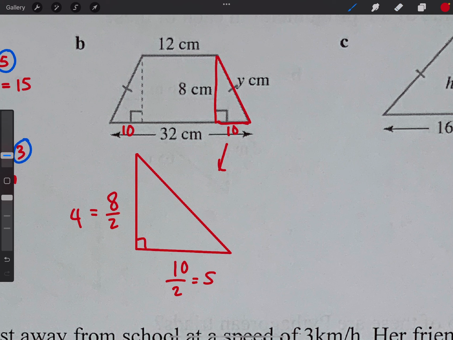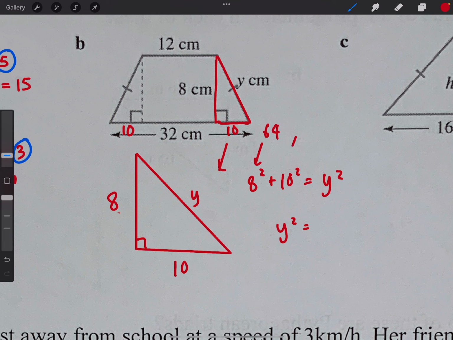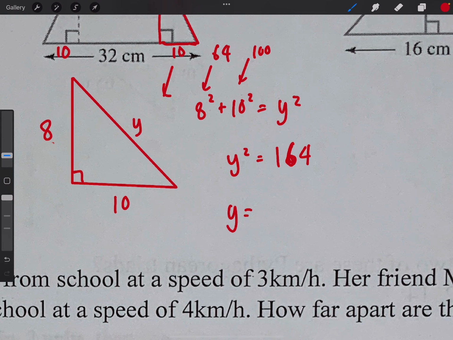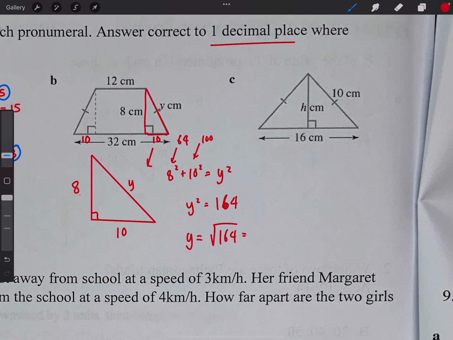I can say that 8 squared plus 10 squared is equal to y squared. So y squared is equal to 64 plus 100, which is 164. Therefore y is equal to the square root of 164, and you can use your calculator to get the answer correct to 1 decimal place.